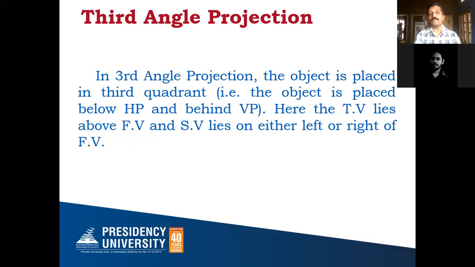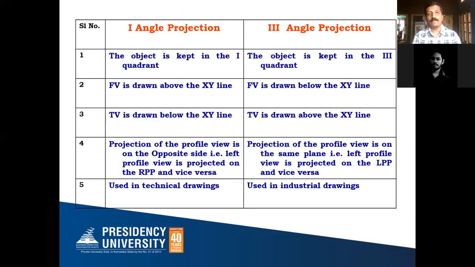Here also the top view and front view lie one above the other, and side view lies either left or right side of the front view. Coming to the differences, a few important differences I have listed here, just for your reference. In first angle projection system, it's very simple: the object is kept in the first quadrant, then it is called first angle projection. The object is kept in the third quadrant, it is called third angle projection.